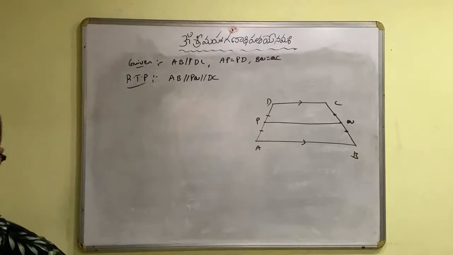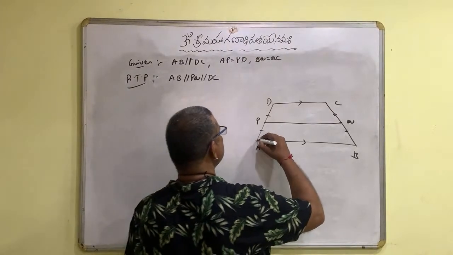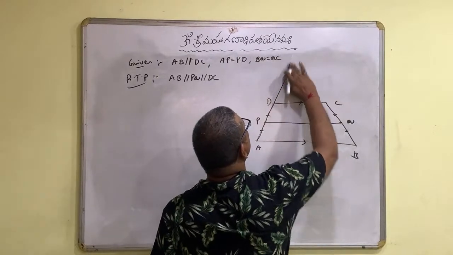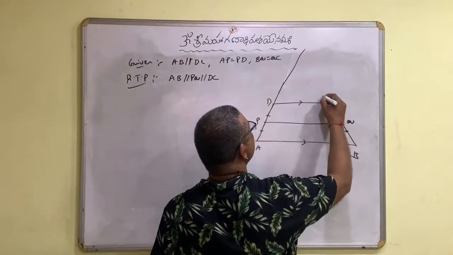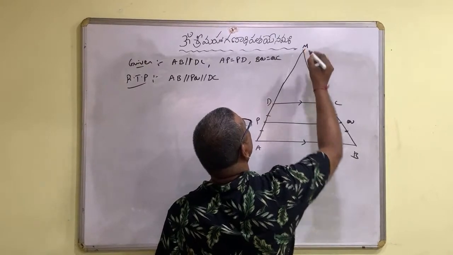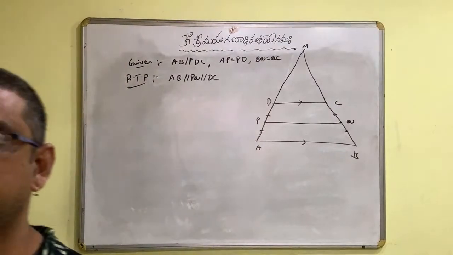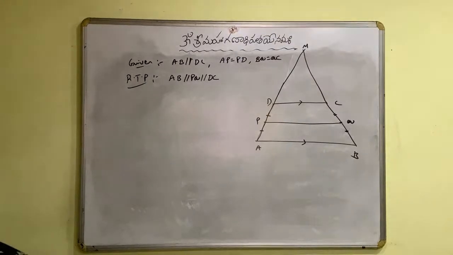Okay, children. See, produce AD and BC so that they will meet at a point M. Okay, diagonal BD join here.